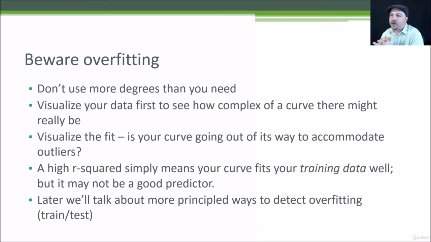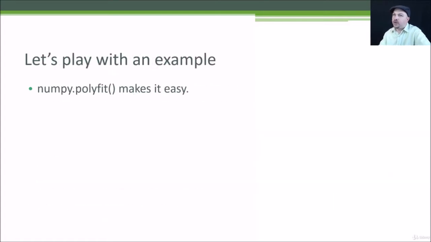Now, you can use r squared to measure how good your fit is, but remember, that's just measuring how well this curve fits your training data, the data that you're using to actually make your predictions based off of. It doesn't measure your ability to predict accurately going forward. Later on, we'll talk about some techniques for preventing overfitting called train/test, but for now, you're just going to have to eyeball it and make sure that you're not overfitting and throwing more degrees at a function than you need to. This will make more sense when we do an example. Fortunately, NumPy has a polyfit function that makes it super easy to play with this and experiment with different results. So let's go take a look.